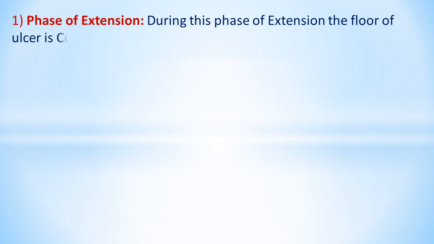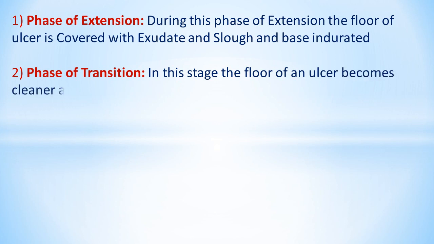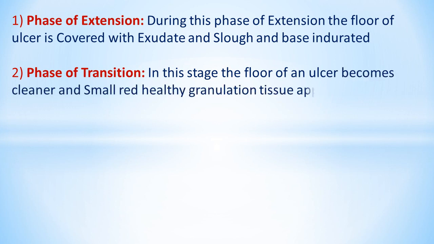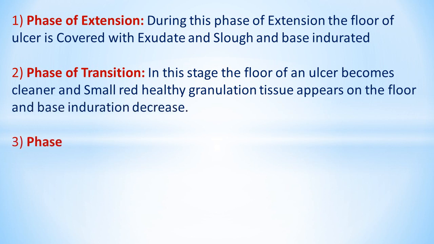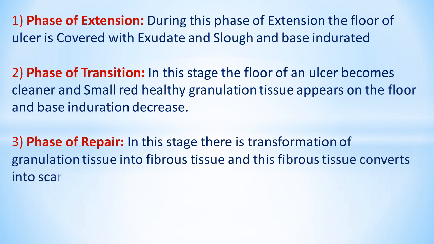1. Phase of extension. During this phase, the floor of the ulcer is covered with exudate and slough and the base is indurated. 2. Phase of transition. In this stage, the floor of an ulcer becomes cleaner and small red healthy granulation tissue appears on the floor and base induration decreases. 3. Phase of repair. In this stage there is transformation of granulation tissue into fibrous tissue, and this fibrous tissue converts into scars and base induration further decreases.